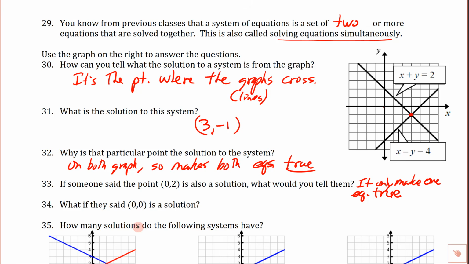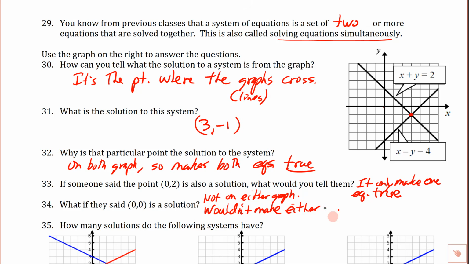And what if somebody were to say, well, my favorite point is 0, 0. I like the origin. That's got to be an important point. 0, 0 has got to be a solution to this system. Well, this right here, it's not on either one of the graphs. It's not on either one, so it's not going to make either one of those true. So we'll say not on either graph, wouldn't make either equation true.